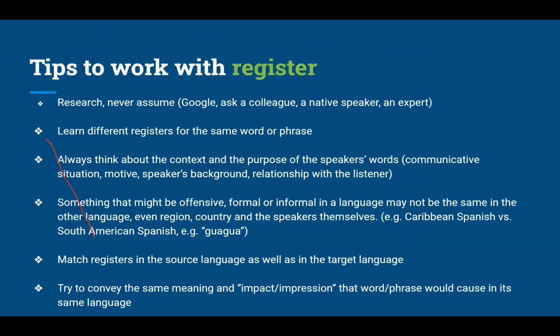So these are some tips that I created. When you hear a word, always make sure you know not only the translation and meaning, but also the context that that word is used for. So you never assume, because sometimes something might sound a certain way.